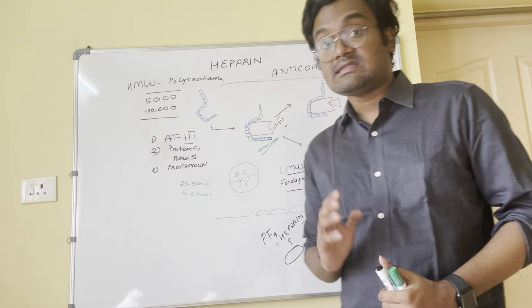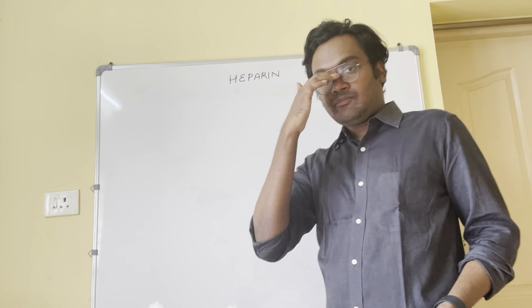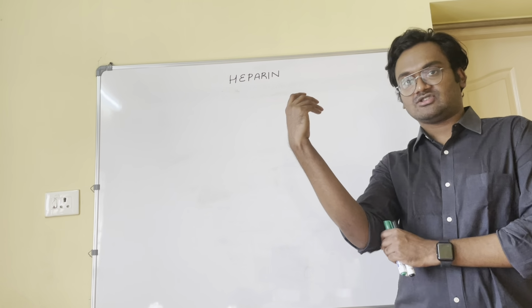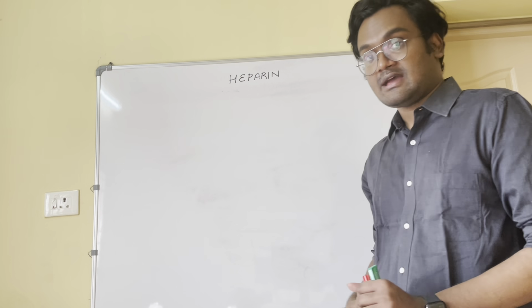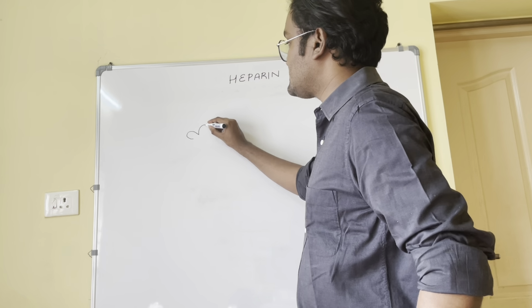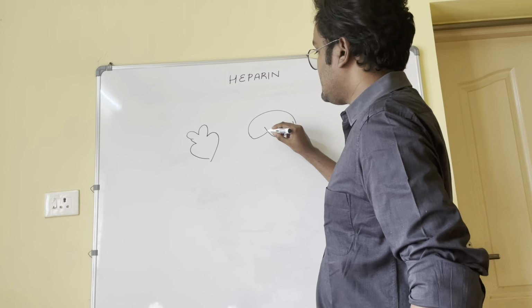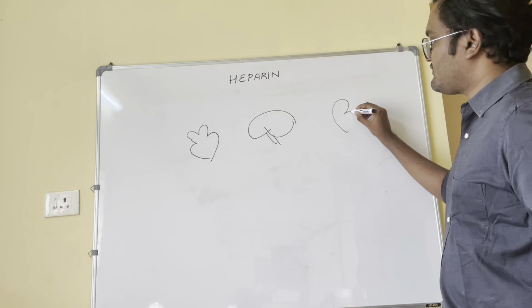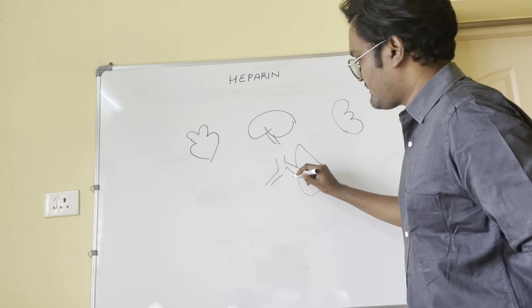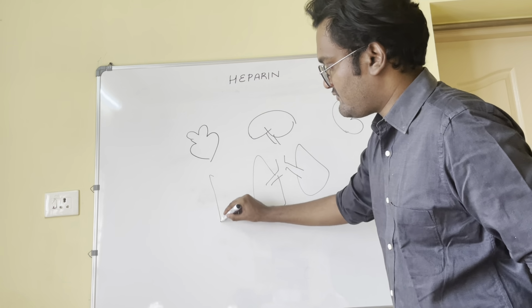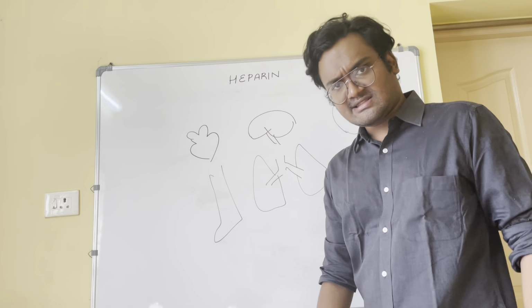So what are the therapeutic uses of heparin? This is very important. Now to the indications of heparin. It can be used when there is a heart condition, a brain condition, a problem with the kidneys, a problem with the lungs, and some problem with the leg. There are lots and lots of uses.